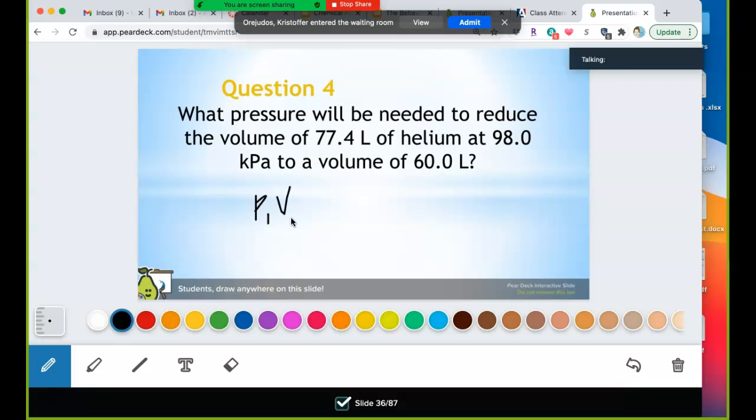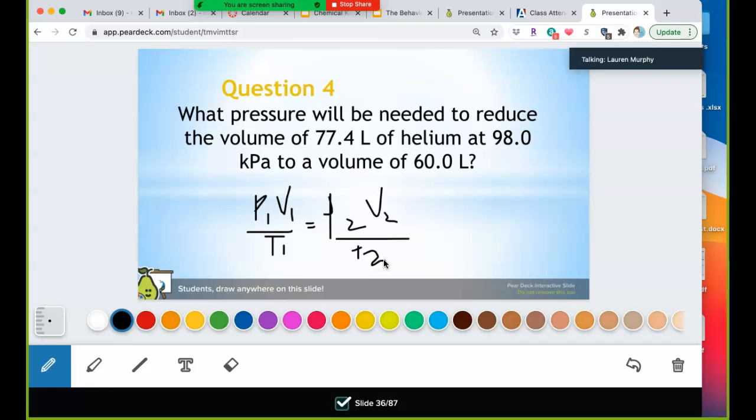All right, P1V1 over T1 equals P2V2 over T2. So if you can just remember this law, the combined gas law, you actually in turn know all of the other laws. So what do I mean by that?